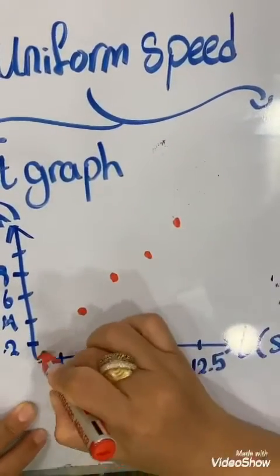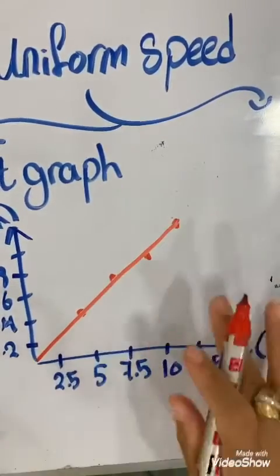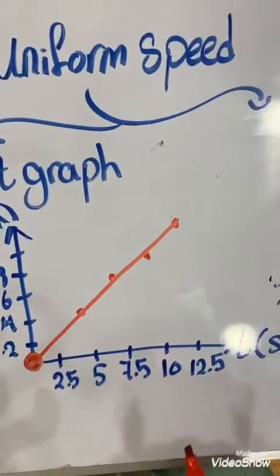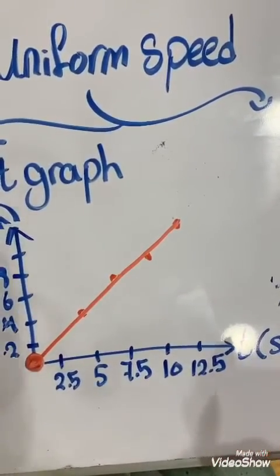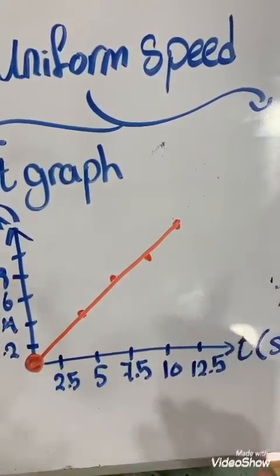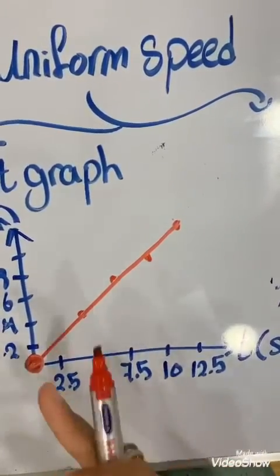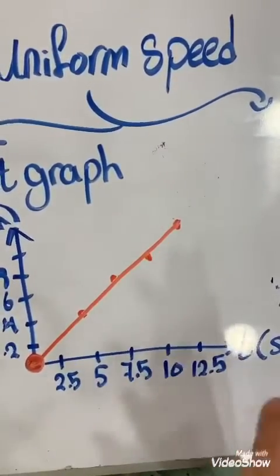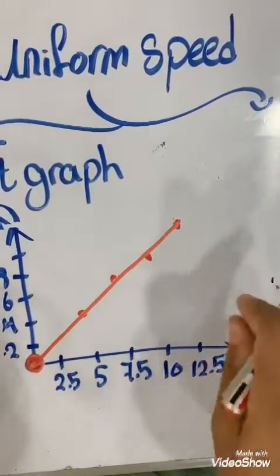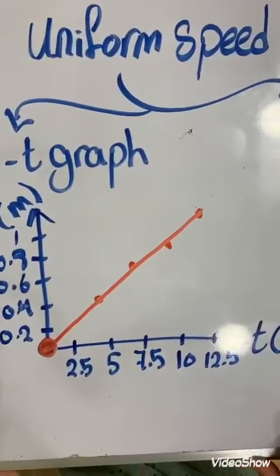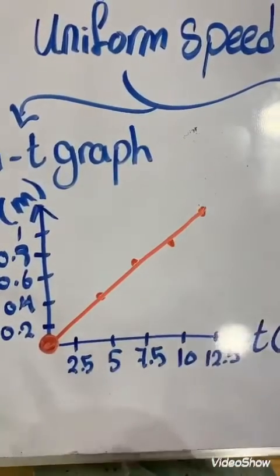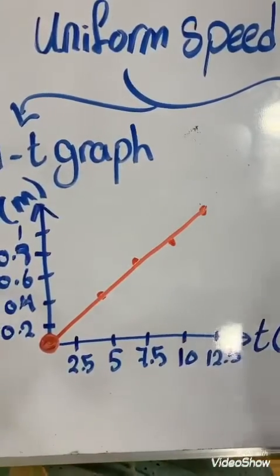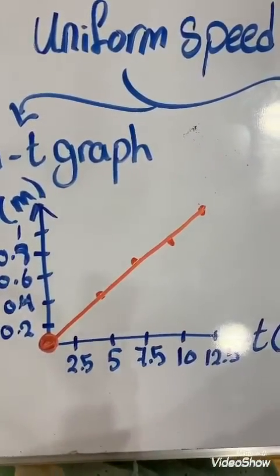What do you see here? Yes, it's a straight line passing by the origin. What's the origin? The origin is the intersection point between the y-axis and the x-axis. And always the uniform speed distance time graph will be represented by a straight line passing through the origin. Why? Because the body covers equal distance in equal time intervals all the time. Okay?